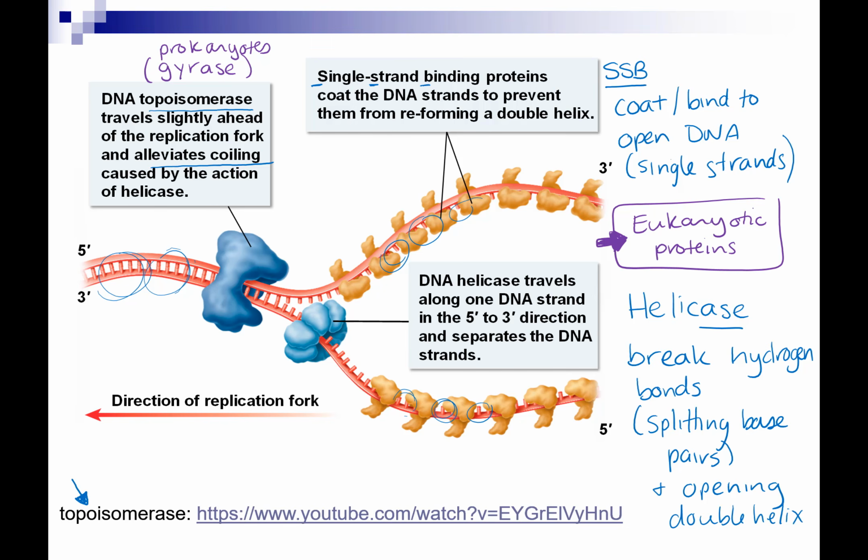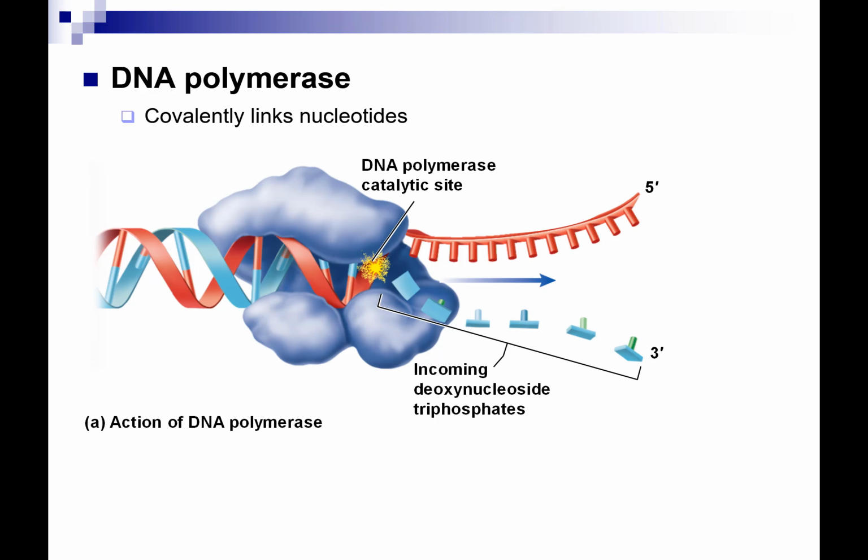Okay, so we've got helicase, we've got single-stranded binding protein, and topoisomerase. Once we have the DNA unwound and a single strand of DNA is being exposed, we can now copy it. Okay. So the enzyme that does the copying is called DNA polymerase. So this is an enzyme that makes DNA. This is the enzyme that makes the phosphodiester bonds between DNA nucleotides.